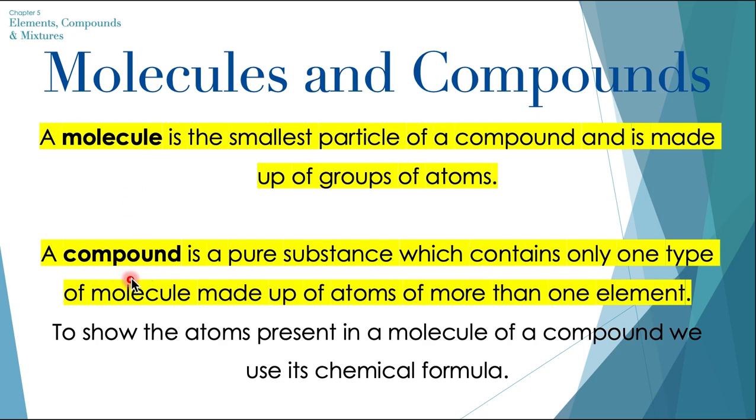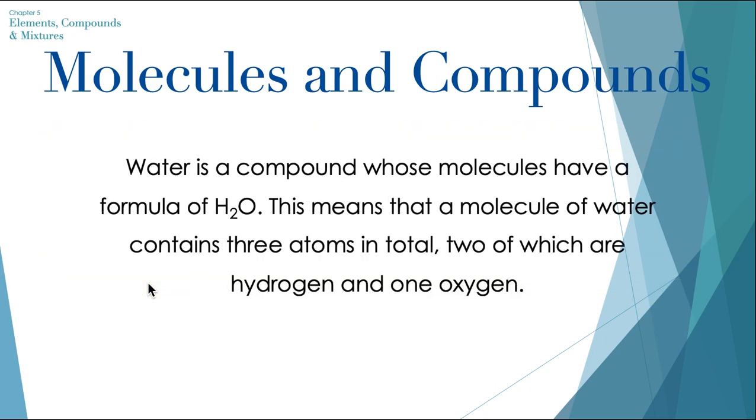But a compound contains only one type of molecule, not two different types. A compound would contain only one type of molecule. For example, water. Water is a compound whose molecules have a formula of H2O. And so, water does not have any other molecules except for H2O. This means that a molecule of water contains 3 atoms in total, 2 of which are hydrogen and 1 oxygen.